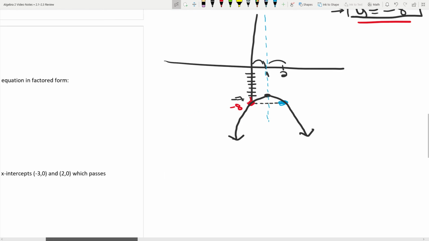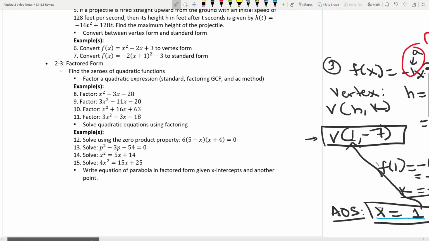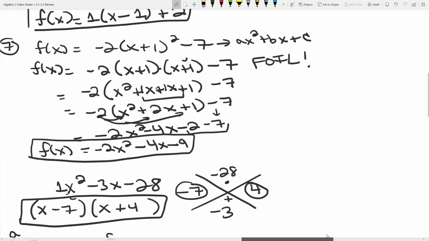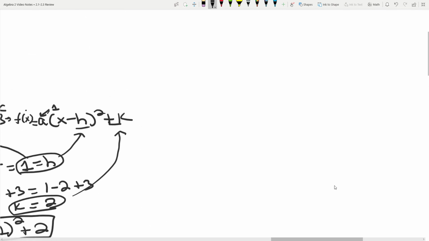All right, so that was number 9. On number 10, we want to do x squared plus 11x plus 63. Okay, so let's do that over here.